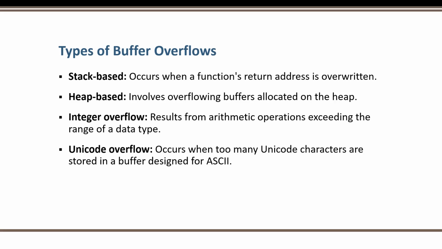Unicode overflows happen when too many Unicode characters are stored in a buffer designed for ASCII, potentially leading to data corruption or security breaches. Understanding these different types of buffer overflows is crucial for developing effective mitigation strategies.